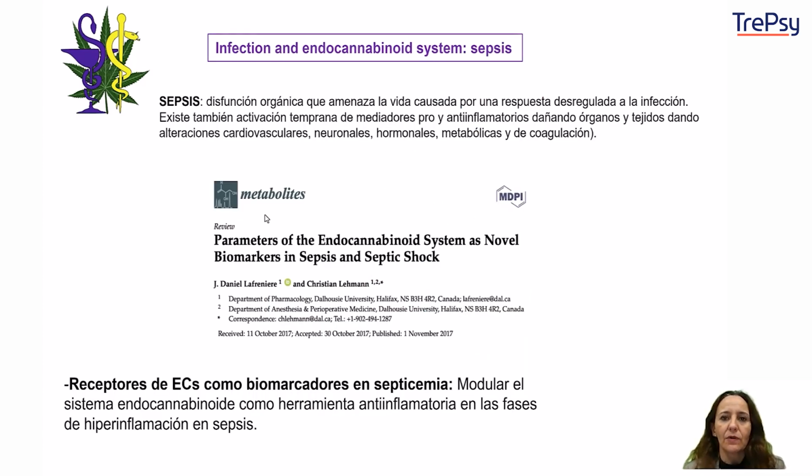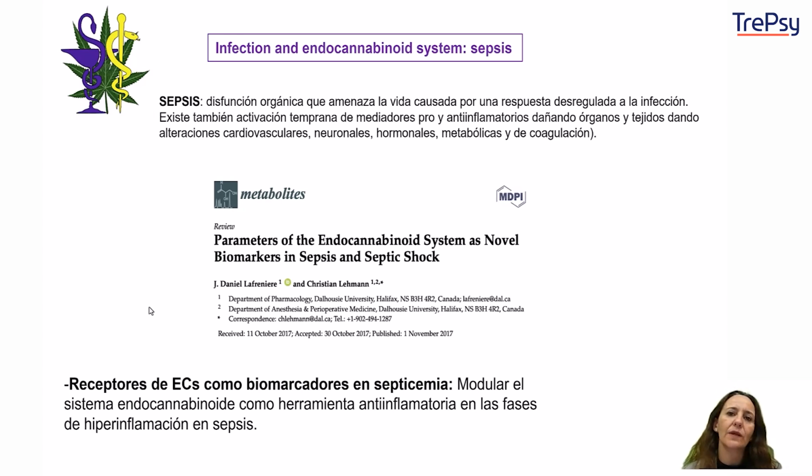One example of the infection issue is sepsis. In sepsis, we have dysregulation of the response. We have an increase of circulating bacteria that can cause very high damage to the tissue.